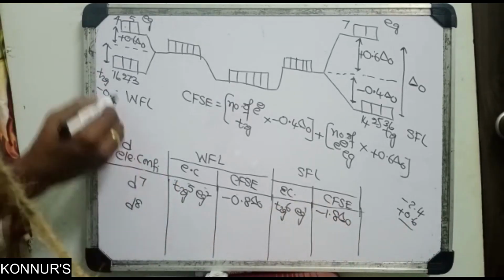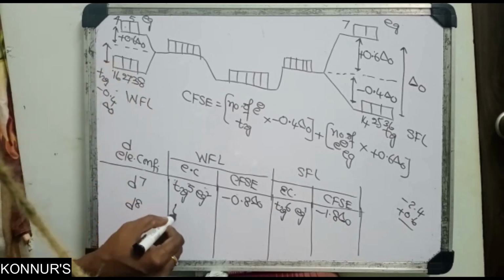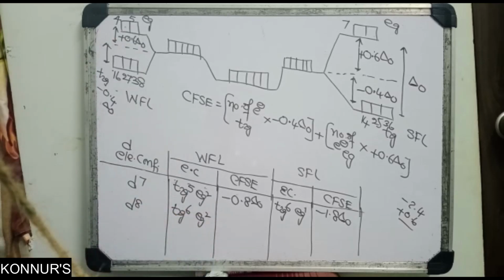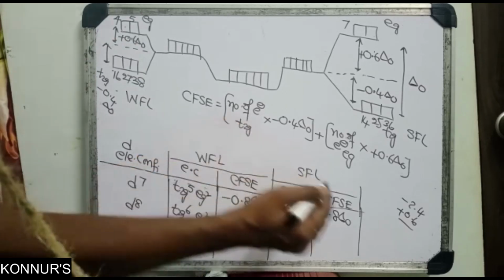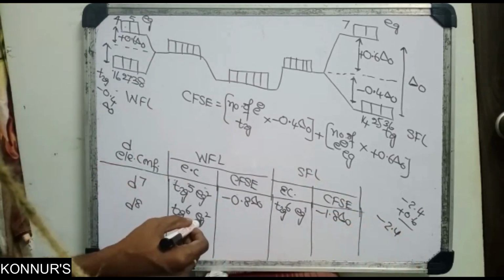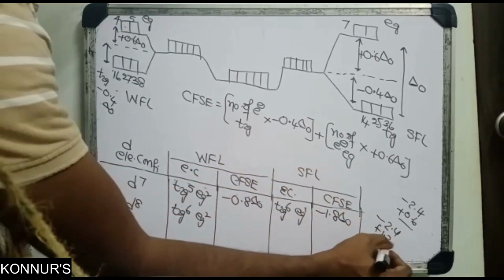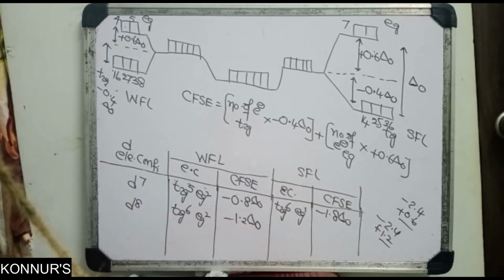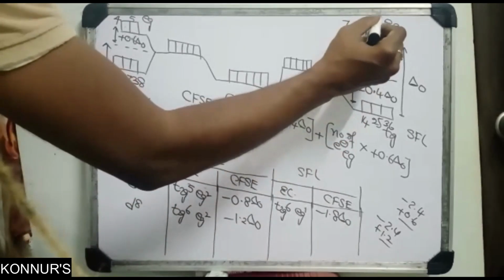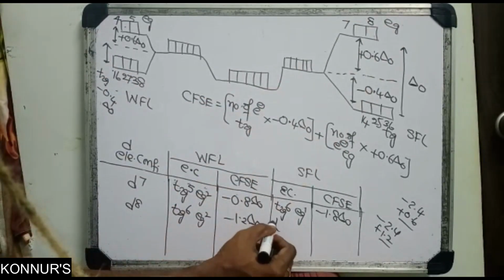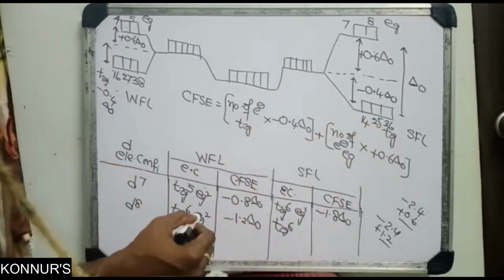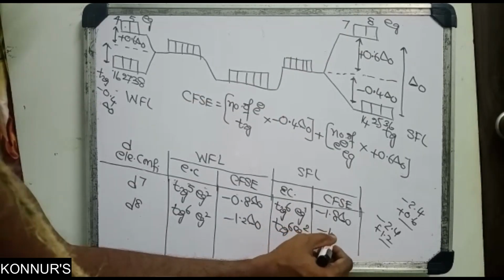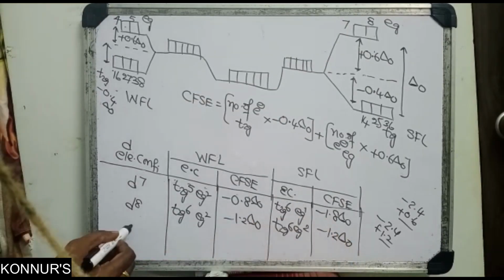Next, d8. The eighth electron combines here, so t2g6 eg2. That means minus 2.4 plus 1.2, that is minus 1.2 delta 0. Here the eighth electron is coming here, so you are getting the same t2g6 with 6 electrons, eg2 electrons, so that is minus 1.2 delta 0.